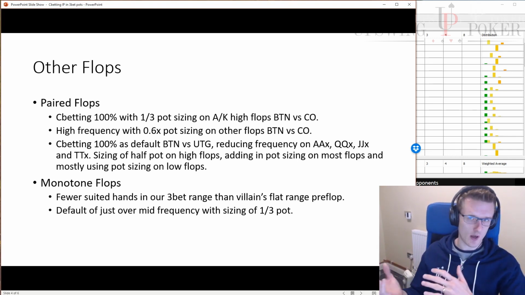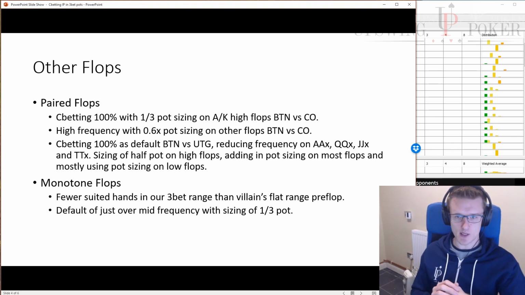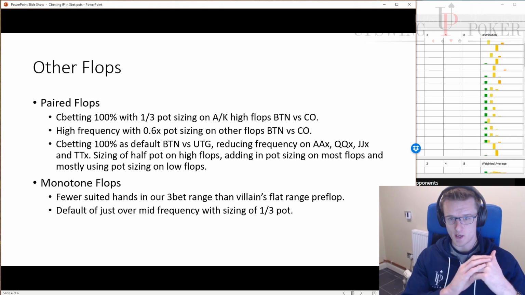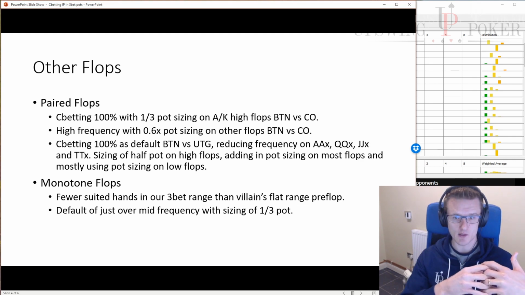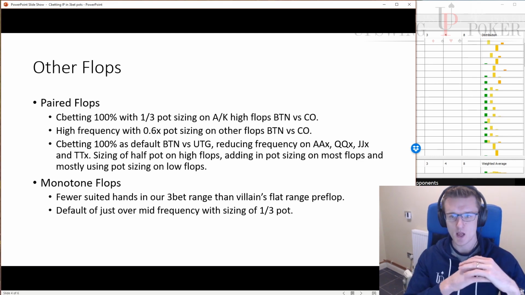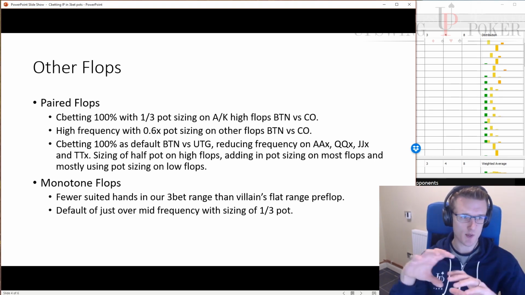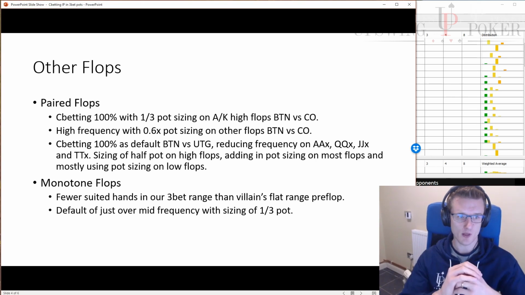But again, if you want to go half pot or simplify it to whatever you tend to use, that's always going to be fine. So button versus under the gun, we do better on low flops because neither player has a ton of trips, but we have a really big and significant advantage in these high overpairs. We also do very well on king king x and high ace ace x because of having more trips and high pairs. So we can c-bet 100% on all of those boards for button versus under the gun.